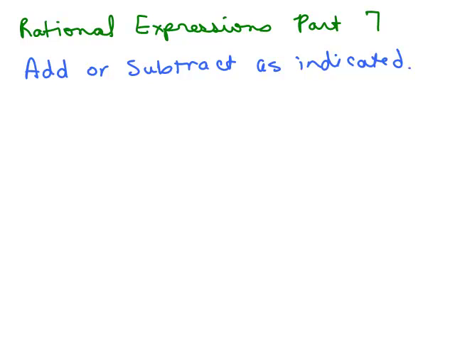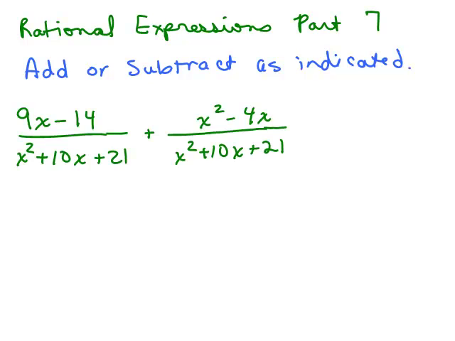This is part 7 of rational expressions, and we're going to continue working with adding or subtracting rational expressions where we have a common denominator. Here's the first problem, and notice it's an addition problem, and the denominators are the same.